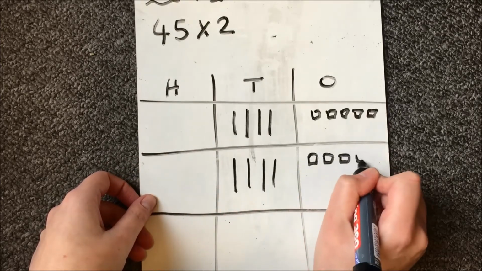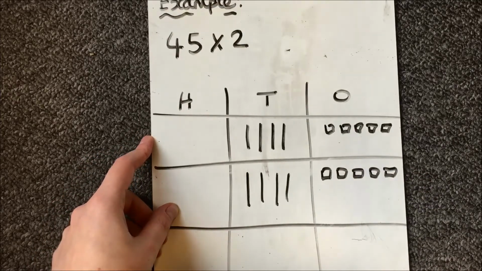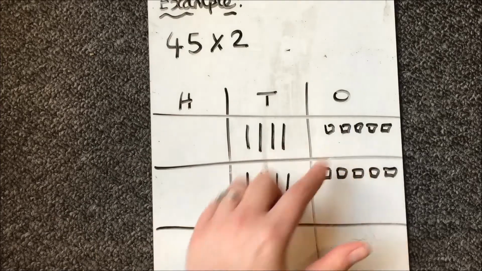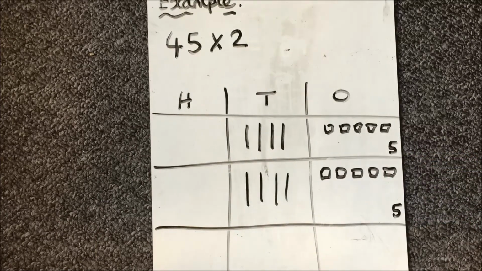41, 42, 43, 44, 45. So I've drawn it out. How do I get my answer? That's right, I need to add my 1s first. How many have I got in each one? I've got 5 in here and 5 in here. 5 add 5 makes 10.